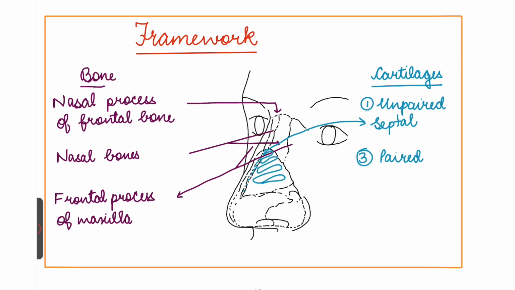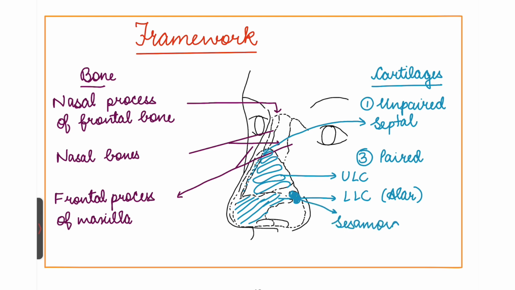This big cartilage which you see here, this is the upper lateral cartilage. The cartilage below it here, this is the lower lateral cartilage. The lower lateral cartilage is also known as the alar cartilage. The small cartilage here, this is the sesamoid cartilage. Sesamoid cartilage is also known as lesser alar cartilage. So this is the framework of the nose.